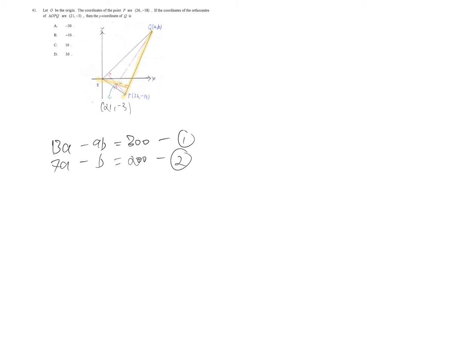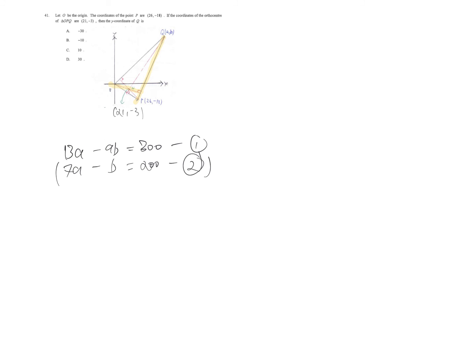Now that we have successfully built two equations, we can just cancel one unknown to find the y coordinate of Q. So I will multiply this by 9. Then we get 63a minus 9b equals 1800. Next, we have successfully created a simultaneous equation.